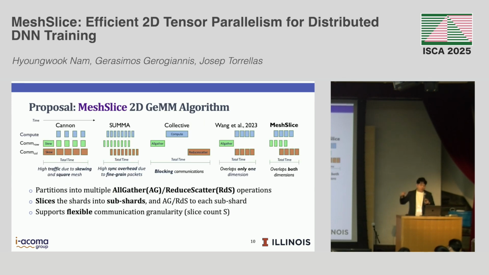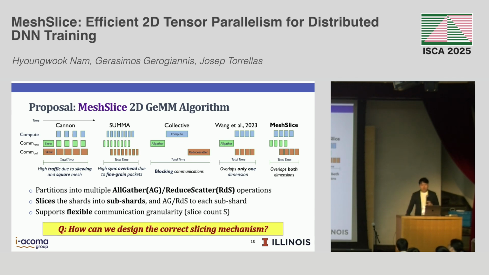So our proposal is the third partitioning method, for the first time, which is partitioning into multiple all-gather and reduce-scatter operations. This is called MeshSlice, as shown in the far right of the figure. The key idea is slicing the shards into subshards and applying all-gather or reduce-scatter to each subshard at each iteration. By configuring the number of slices, it supports flexible communication granularity as a parameter to optimize. But the key challenge here is how we can design the correct one, because arbitrary slicing may result in an incorrect GEMM algorithm.